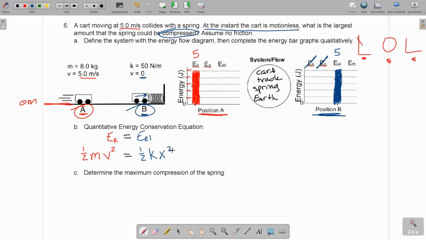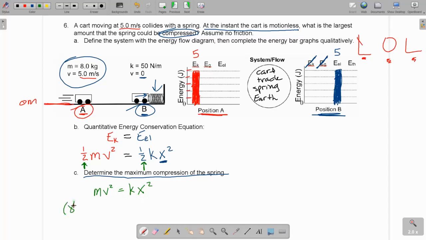So if the car moves in at this speed with this mass, how much can it compress this spring right here? Okay, so we are going to be solving for the stretch right there. So, determine maximum compression of the spring. Now, since both sides of the equation have 1/2 in them, we can actually just get rid of that. Since it's on both sides, let's just get rid of it. Let's rewrite it as mass times velocity squared is equal to spring constant times position squared. Okay, and then we can go ahead and plug these things in.